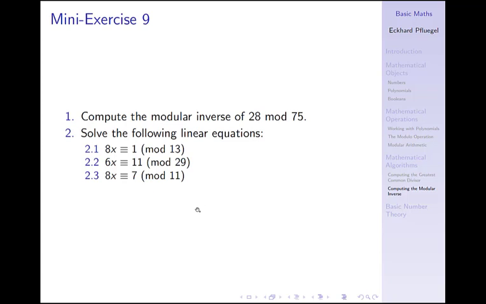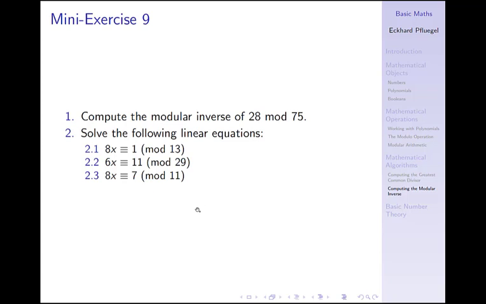So as an exercise, first of all, it would be very important to practice this. Practice this as much as you can. You can choose your own numbers, but try it first on the input 28 and 75. So compute the modular inverse of 28 mod 75. So you will have to run the extended Euclidean algorithm. And the first step, of course, will be to compute the GCD using the Euclidean algorithm. So don't forget to put the input parameters into the right order.